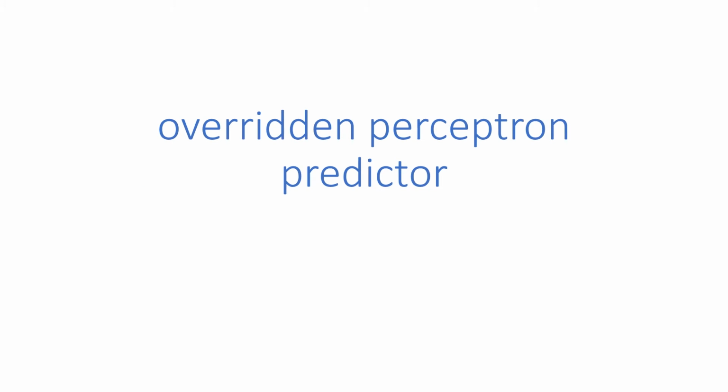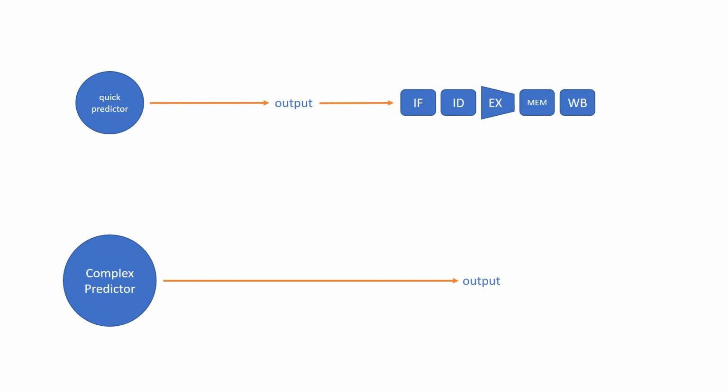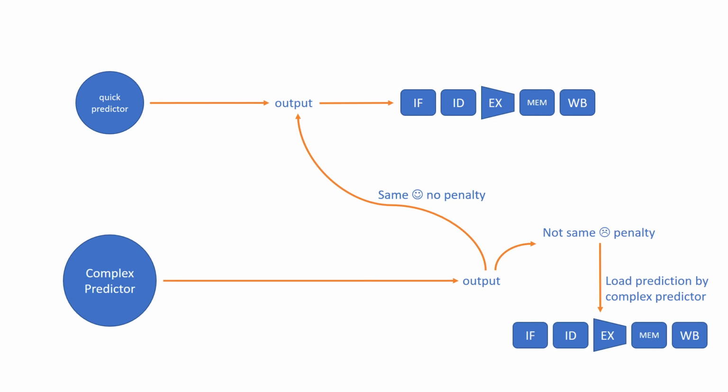A potential problem with any complex predictor is delay. A solution is to use an overriding predictor. In an overriding predictor, a prediction is initiated by both a quick first level predictor and a more complex second level predictor at the same time. The first level predictor gives an immediate prediction and the second level predictor can later override. So if the quick prediction is overridden, the actions taken by the fetch engine are rolled back and restarted with the new prediction, incurring a very small penalty.